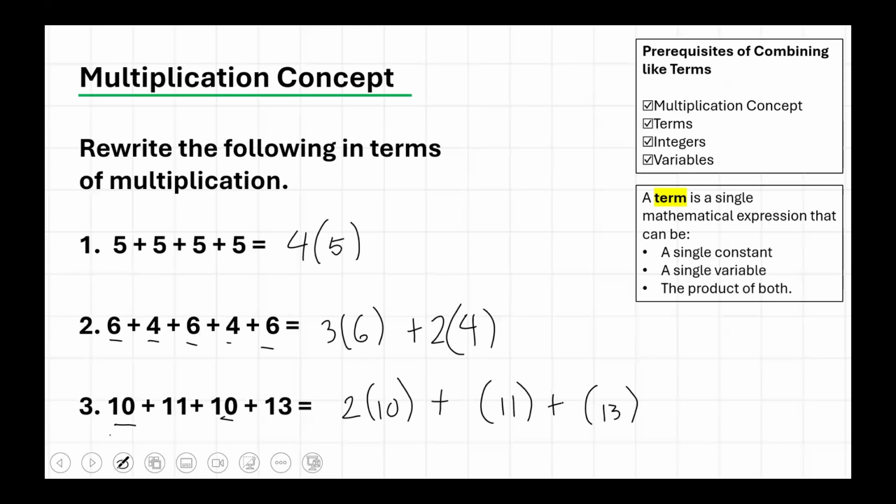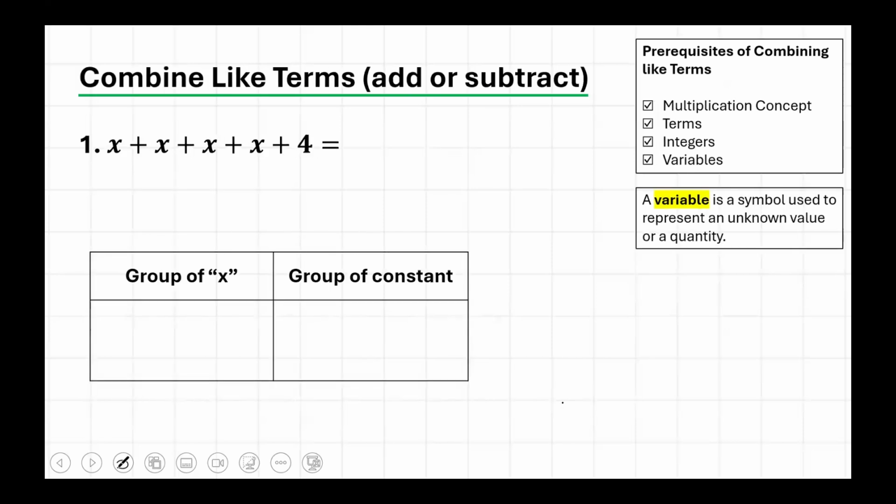Now we are going to apply the same grouping principle to our variables. Here we have x plus x plus x plus x plus 4. So what is a variable? It is a symbol used to represent an unknown value or a quantity. Basically, x or any letter that you can see in algebra corresponds to a number. The same variable corresponds to the same number, so you can group them if they are alike.